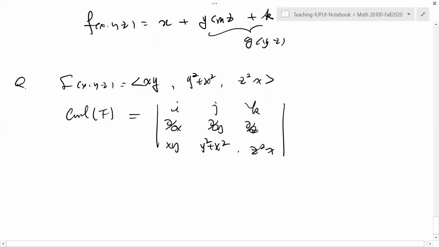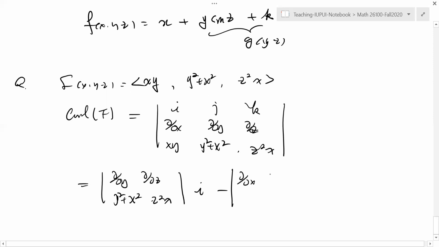Okay, I'm going to compute it. So I get i, right? So let's repeat this. This is going to be partial x, partial z, x y. How do I get this? If it's j, you delete this row and this column. So what is left becomes that matrix.